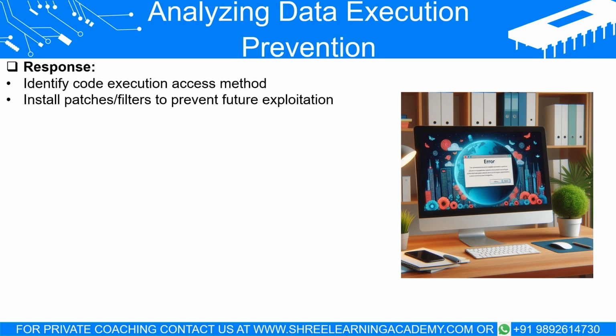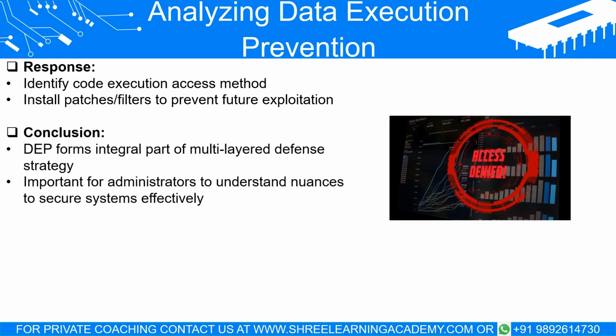Once the immediate threat has been dealt with, it is essential to identify how the code execution bypassed DEP. If the method used is known, the administrator can install patches or filters to prevent such exploitation in the future. This is much like patching a hole in a fence once you have discovered that intruders are using it to gain unauthorized access.